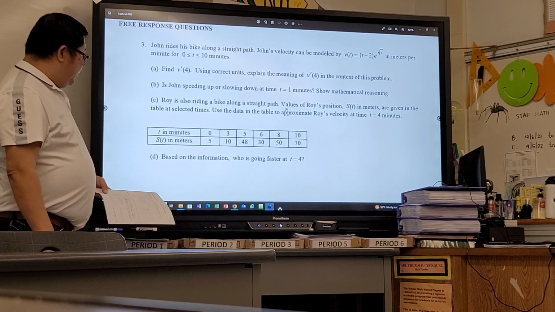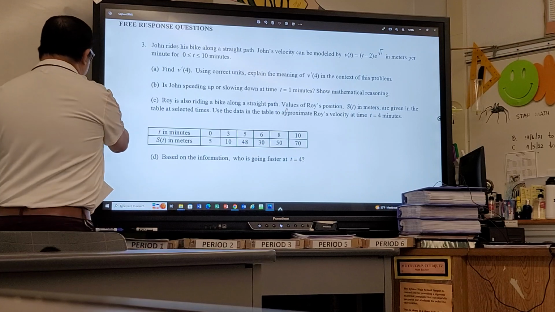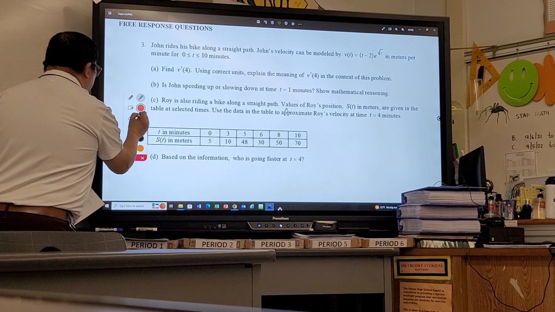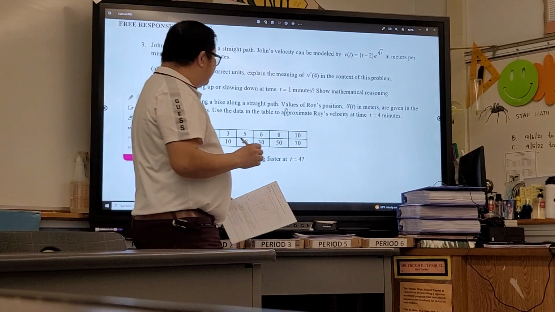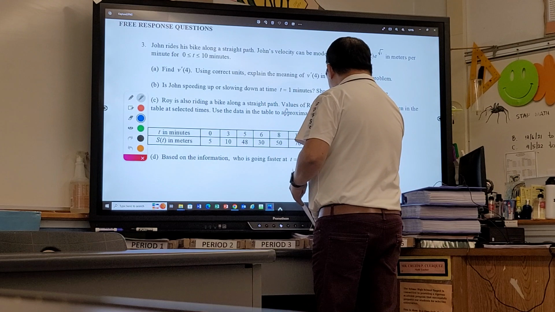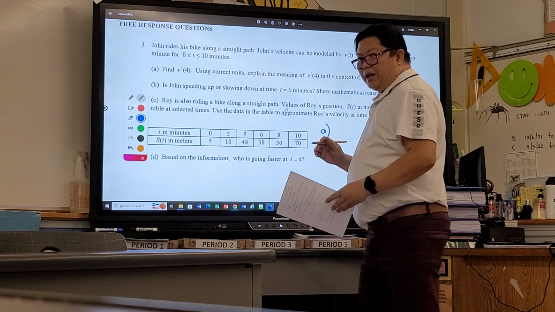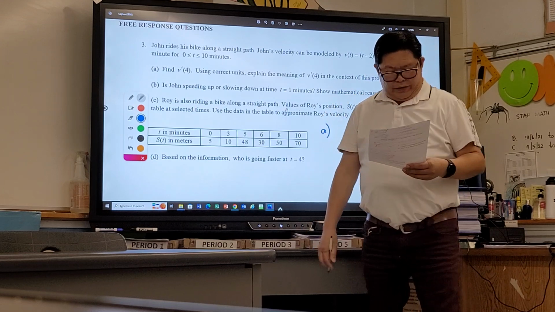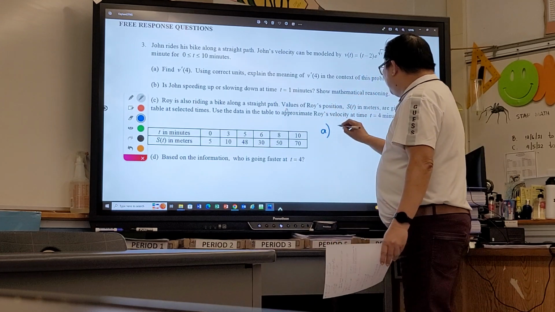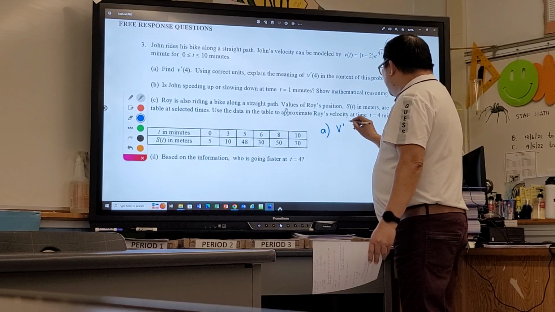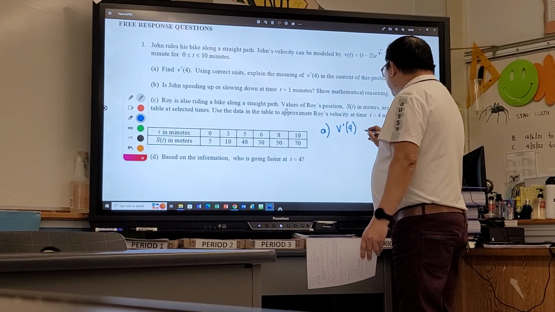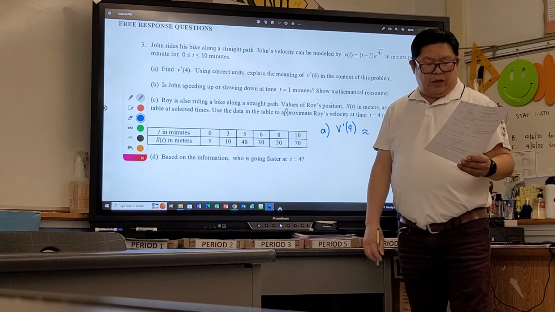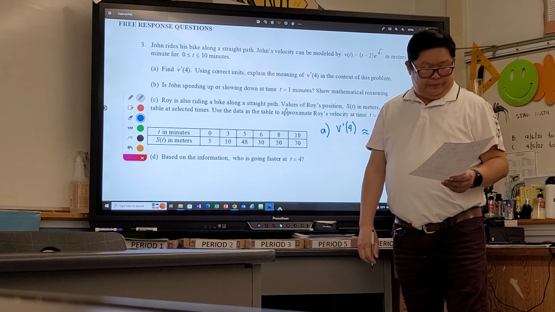So to solve for this, I'll just write letter A right here, solution. Now in this case, this is calculator active, guys. So you're gonna use calculator for this. So we have V prime of 4, V prime of 4 is approximately, so use calculator now. It should be math 8, right?